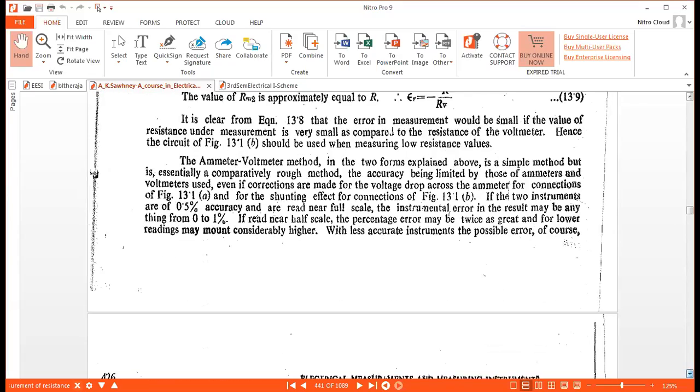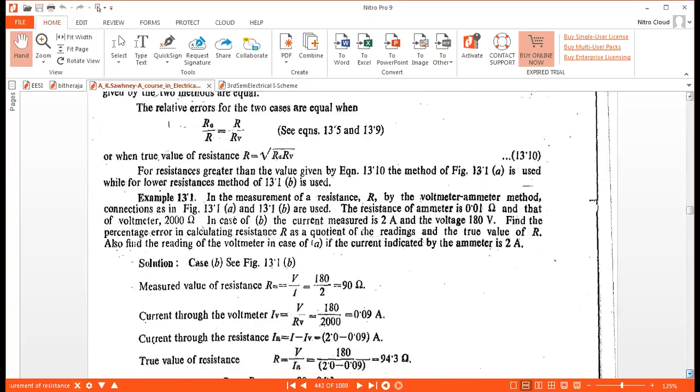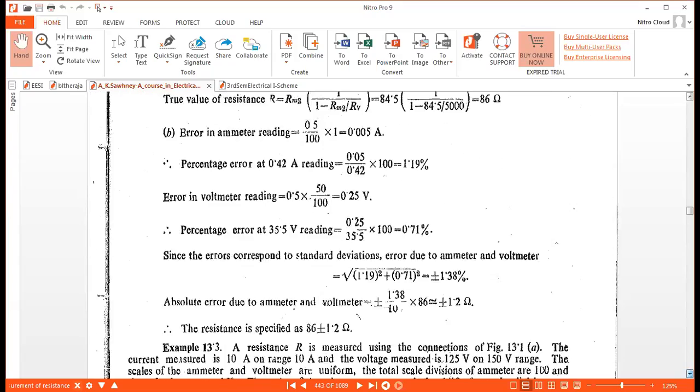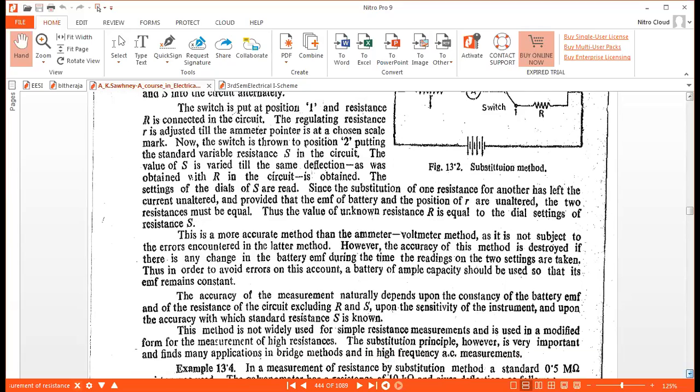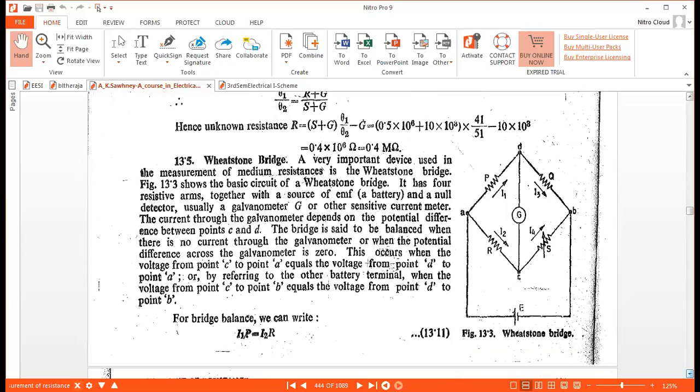Another method for measurement of medium resistance is nothing but the Wheatstone bridge method, which is an important device. A very simple method. A DC supply is connected to 4 resistances. One resistance is the unknown resistance, and the others are fixed resistances.